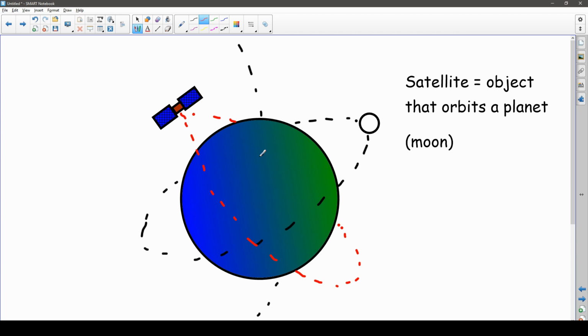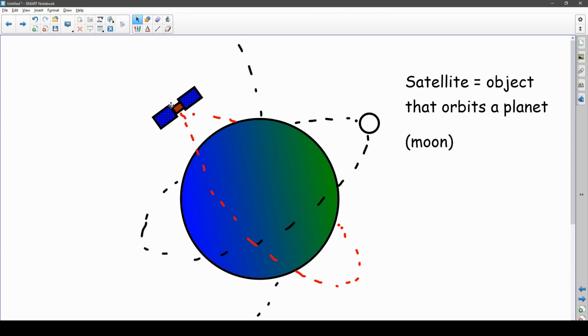We use this for all sorts of reasons. We use this for monitoring the weather. We use it for GPS systems. We use it for communication. We use it for satellite TV. Okay, artificial satellites are extremely, extremely useful.